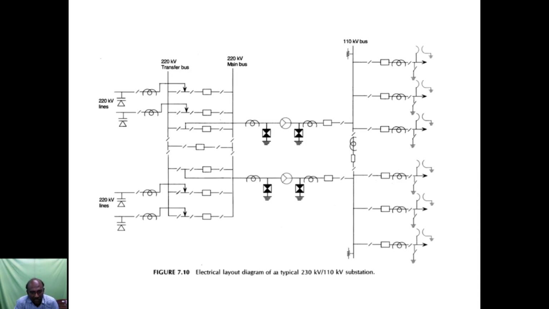Electrical layout diagram of a typical 230 kV and 110 kV substation. So it's a structure of the substations. Here we have different lines, transformers, the bus arrangement of different voltages, transfer bus, main bus like that. So how they are interconnected in the substation is clearly depicted here using a one-line diagram.